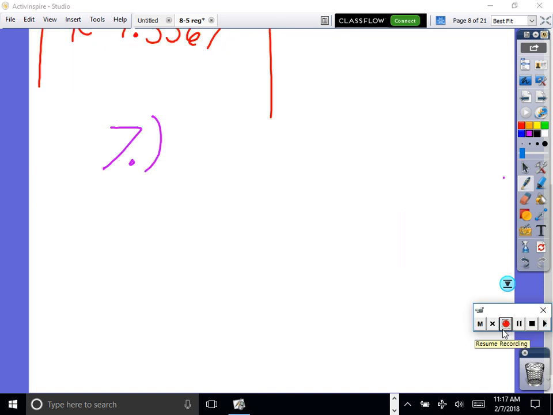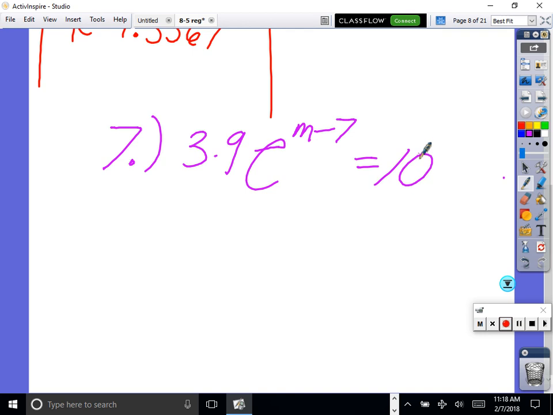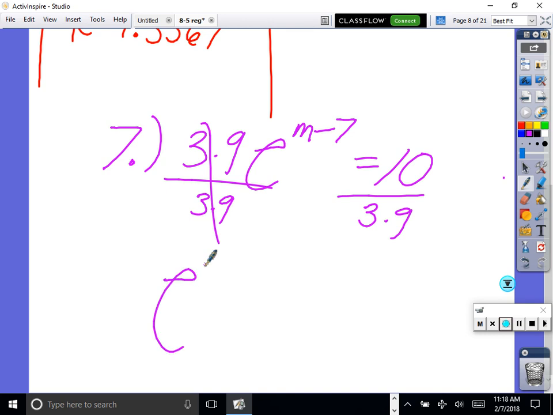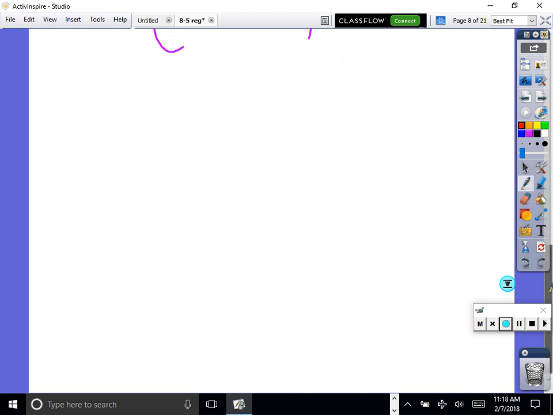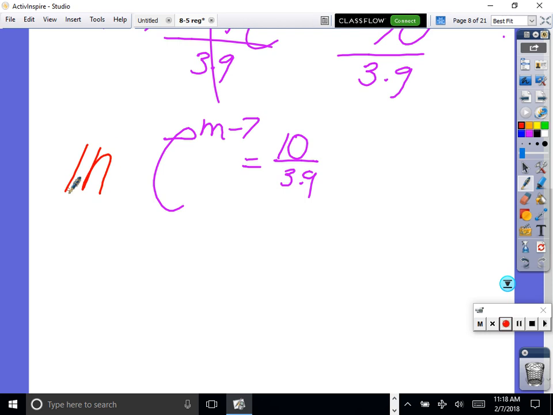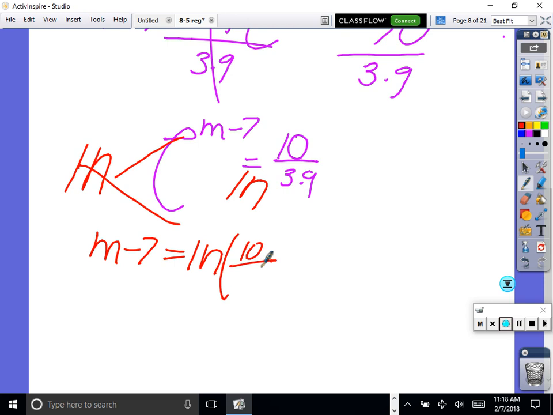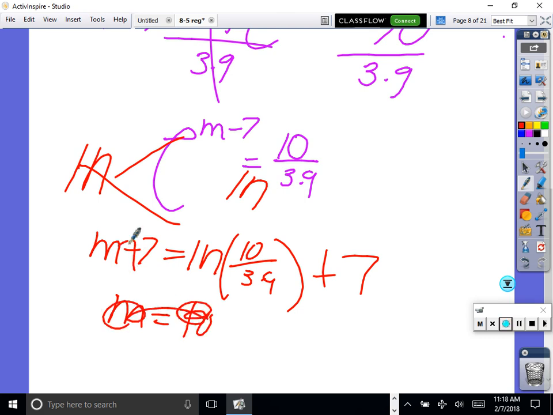Some people, actually a few people, have asked me about 7. I'm going to do it. We have 3.9 e to the m minus 7 equals 10. You'd say, I got to isolate the base, so I got to divide by 3.9 first. So then I have e to the m minus 7 equals 10 divided by 3.9. Then you say, I need to undo e. I undo e by ln. Now I ln both sides. m minus 7 equals ln of 10 over 3.9. And then we would add 7. m equals ln, yeah, that.